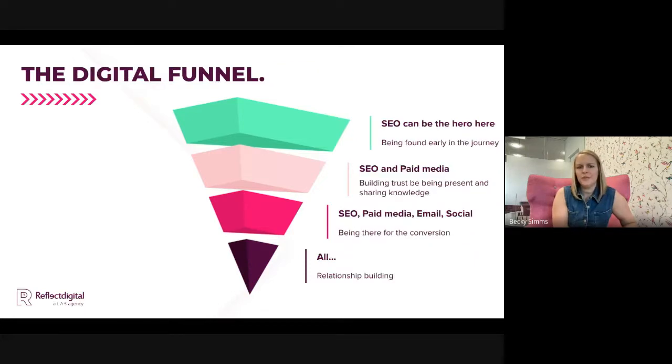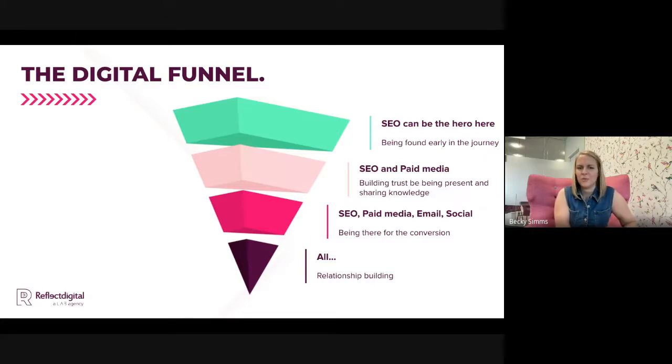And from a digital funnel point of view, I see SEO being the real hero, or has the opportunity to be the real hero at that awareness stage, because SEO can really target all of those keywords and create all of that great rich content where we tend to see the higher search volumes, and be there to start that relationship when someone's first asking a question that's relevant to your brand and relevant to the product or service that you sell.